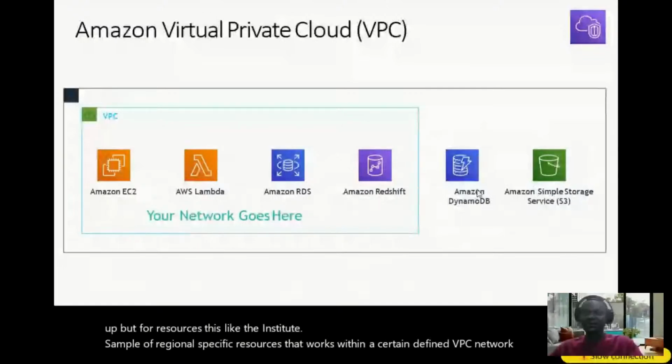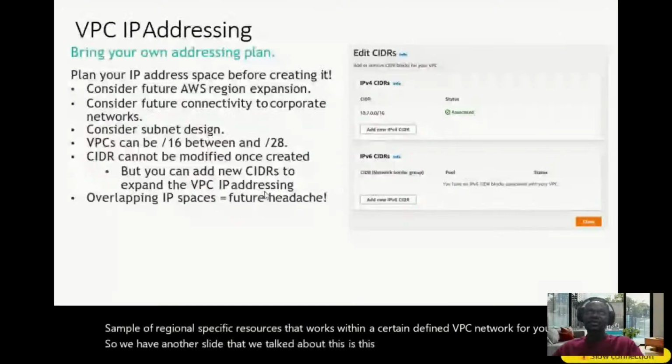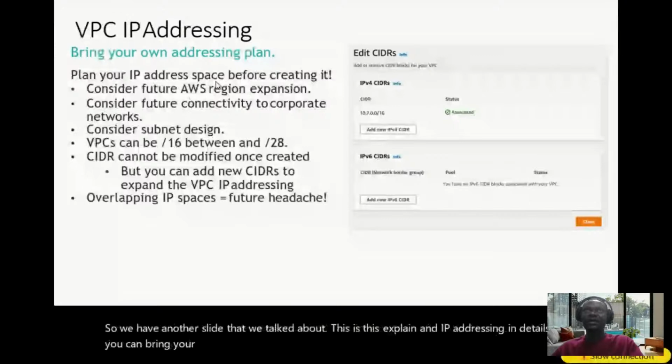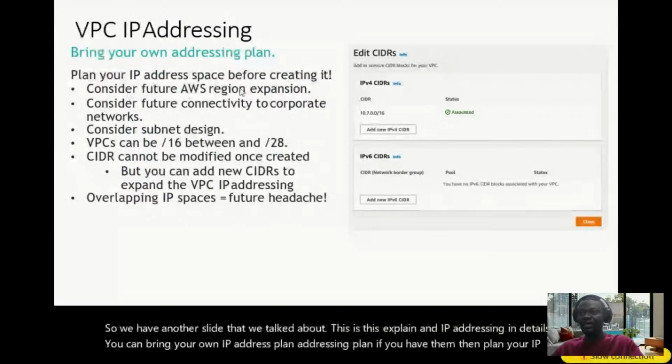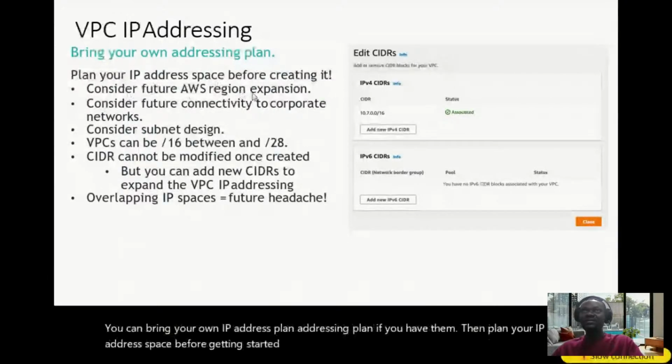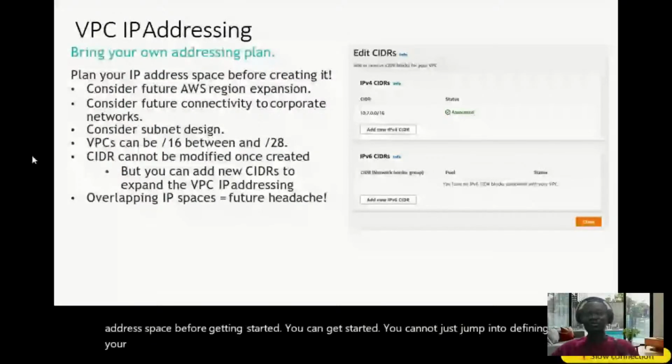So we have another slide that we talked about. This explains IP addressing in detail. You can bring your own IP addressing plan if you have one. Then plan your IP address space before getting started. You cannot just jump into defining your IP addresses. It will give you a headache, because you need to take into consideration overlapping and running out of your IP address range before time. So you need to take time to plan your IP address before implementing them.